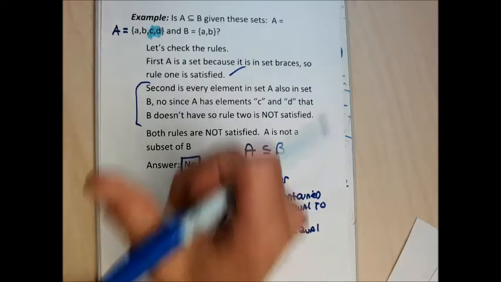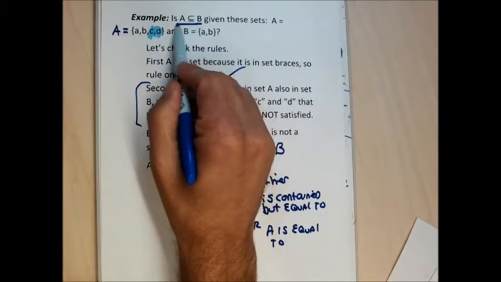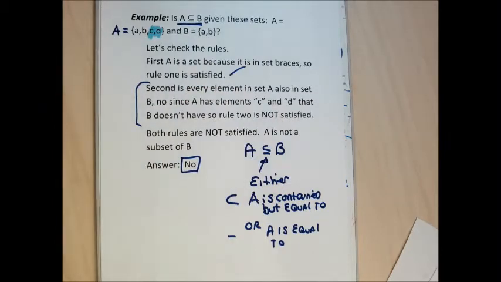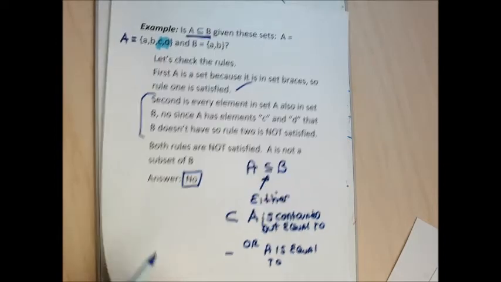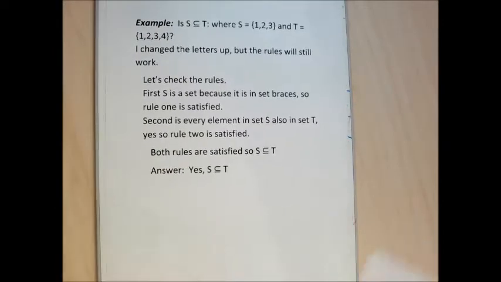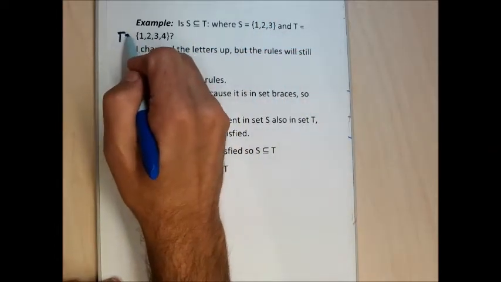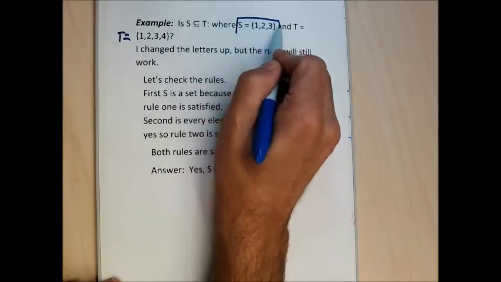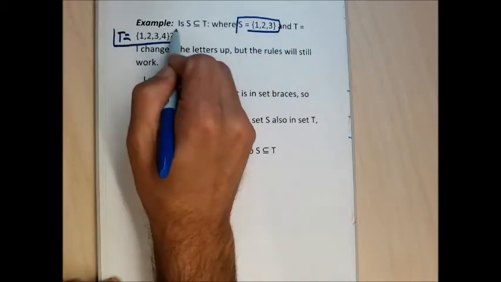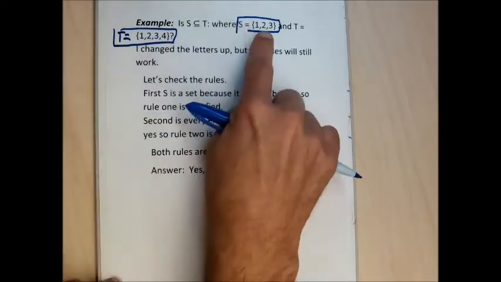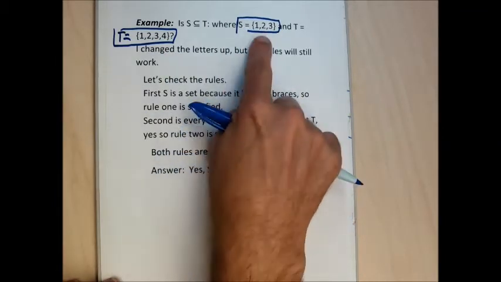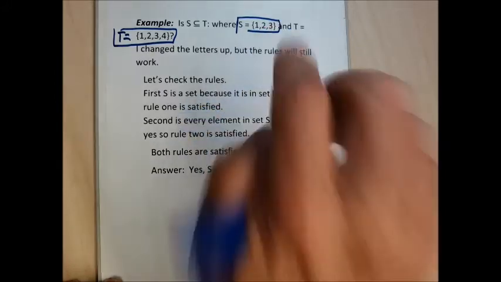Now, the letters A and B don't have to be the only letters that I use to compare sets to figure out if the left set is a subset of the right set. So on the next page, I change up the letters a little bit, but the rules work the same way. On the next example, I'm asked, is set S a subset of set T? So I look at my set S and my set T, and I ask myself, first of all, is S a set? S is a set because it's a collection of three numbers. It's in set braces, so S is a set.